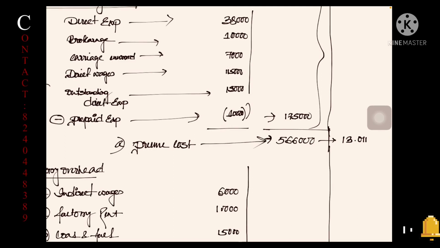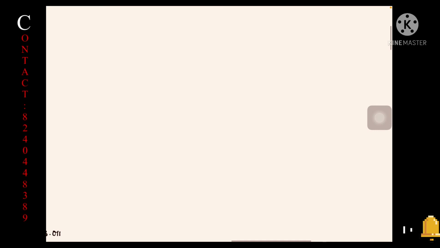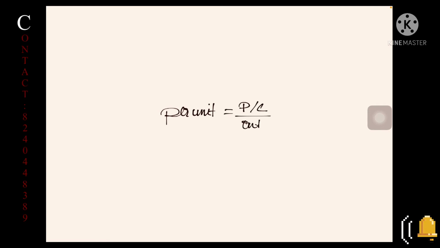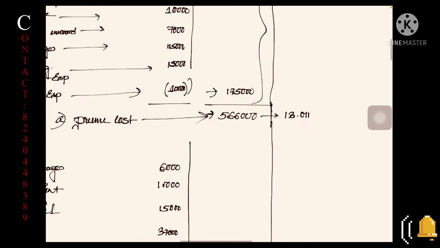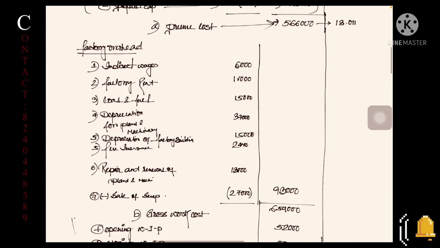Now a question comes up, we got the prime cost. How do you calculate the per unit cost? Very simple. Per unit refers to prime cost (PC) divided by output. That output we just calculated at the beginning of the question. It comes 13.011. Now next step.